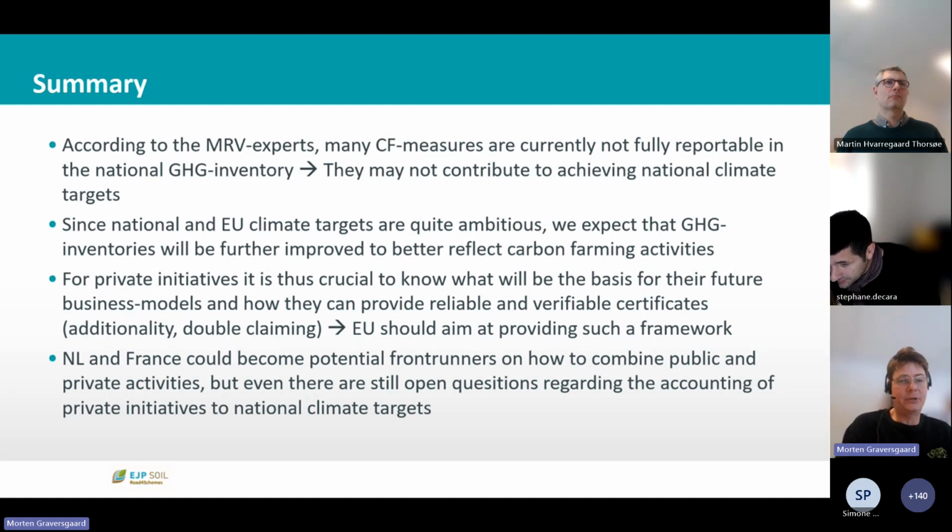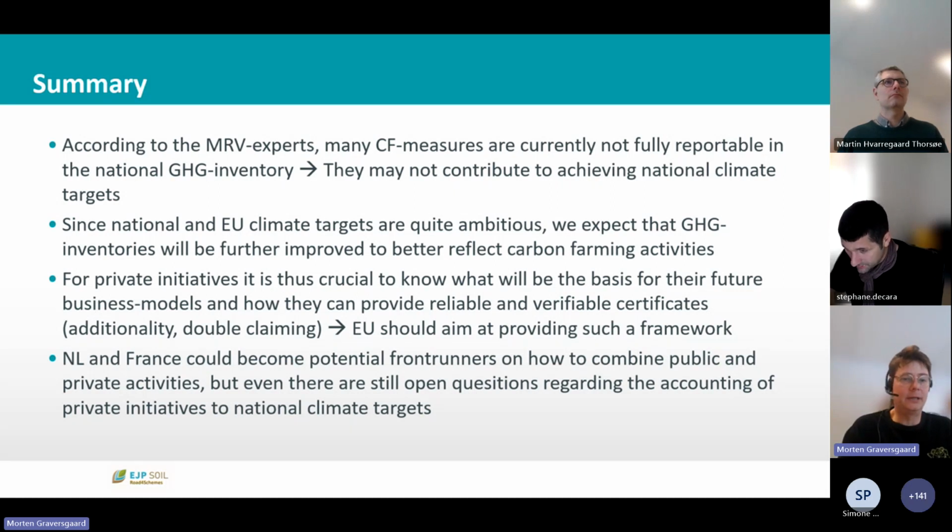And then for these private initiatives, it is crucial to know what will be the basis for their future business models and how they can provide reliable and verifiable certificates. And also this is about additionality and double claiming. So the EU should aim for providing such a framework. That's one of the discussion points we have in this paper.